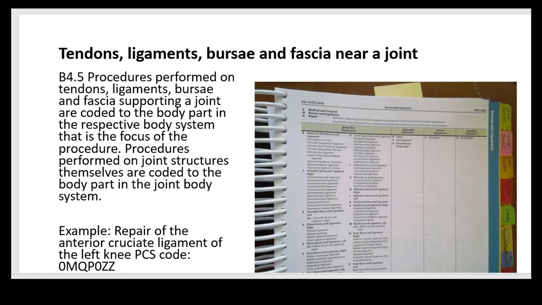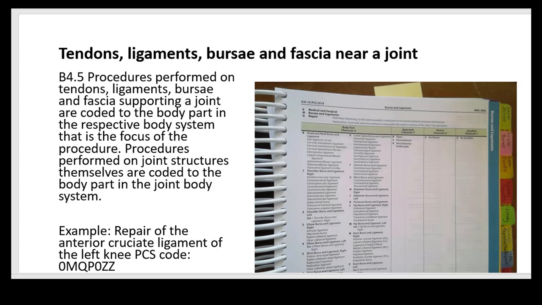Guideline B4.5: procedures performed on tendons, ligaments, bursae, and fascia supporting a joint are coded to the body part in the respective body system that is the focus of the procedure. Procedures performed on joint structures themselves are coded to the body part in the joint body system. So just remember, the supporting structures around the joint are going to be coded tendons, ligaments, bursae, and fascia.